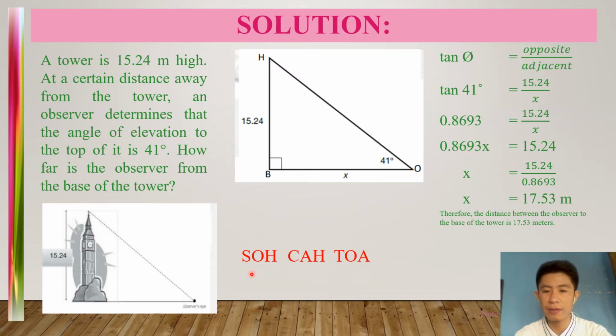So we have the SOHCAHTOA. Sine is equal to opposite over hypotenuse, cosine is equal to adjacent over hypotenuse, and tangent is equal to opposite over adjacent. So, which of those three can we use? Okay. So, we will look for the given.